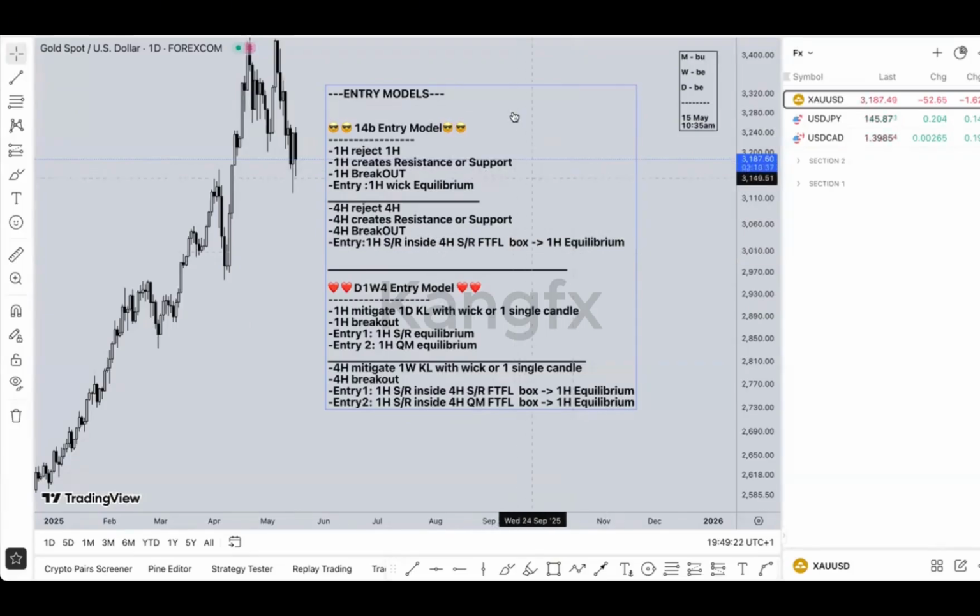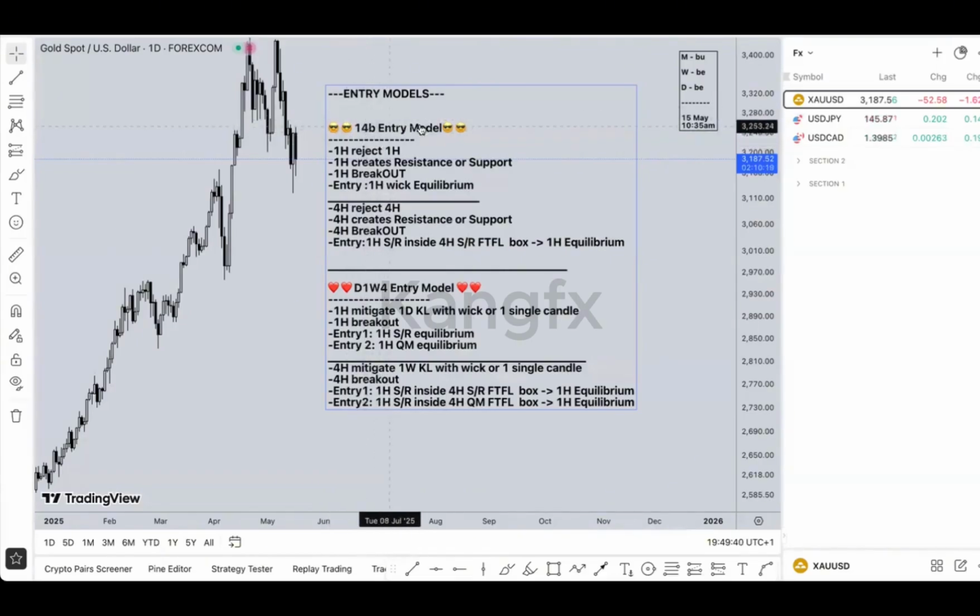We have different entry models, and the first one we learned was entry model one, which was the 14B entry model. The 14B there means 1 hour, 4 hour breakout. That's why it's called 14B. Yeah, I gave it that name.